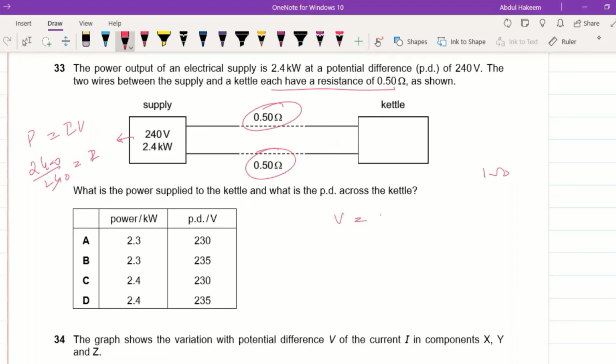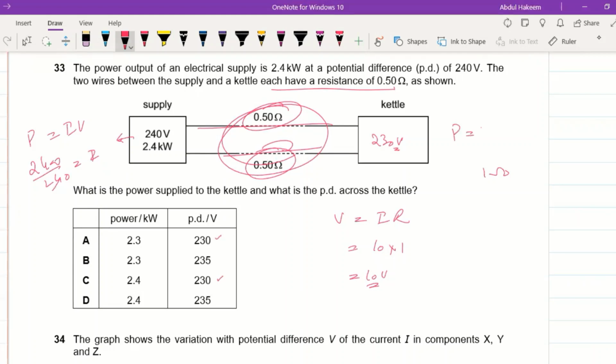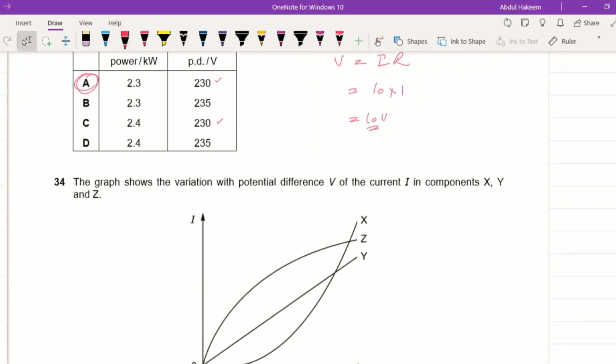So the formula is V is equal to IR. The current is 10 and the resistance of the connecting wire is 1, so 10 volt is lost across the resistor. It means 230 volt is supplied to the kettle. So the answer is either this or this, but we have to calculate the power here. Power is equal to IV. The current is 10 and the voltage is 230, so it is 2.3 kilowatt, meaning 2300 watt.